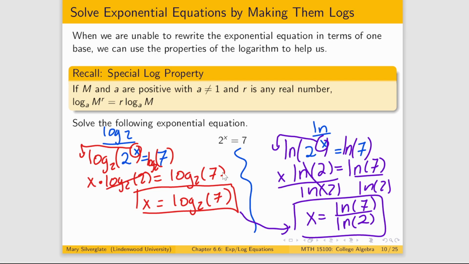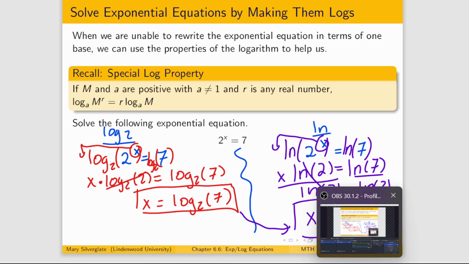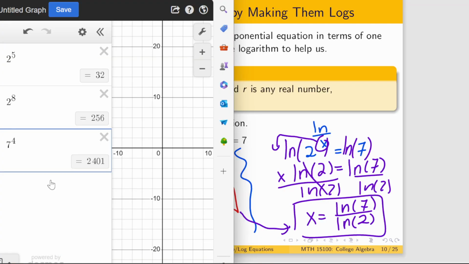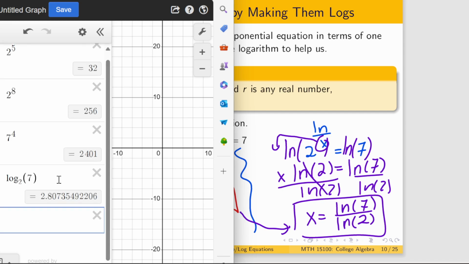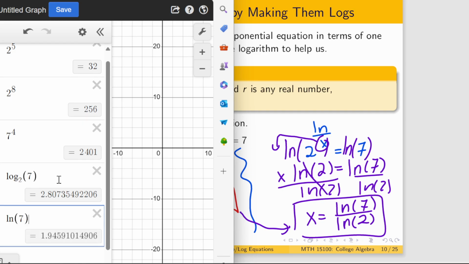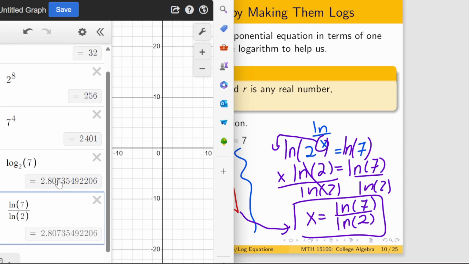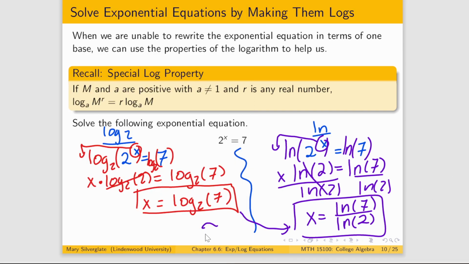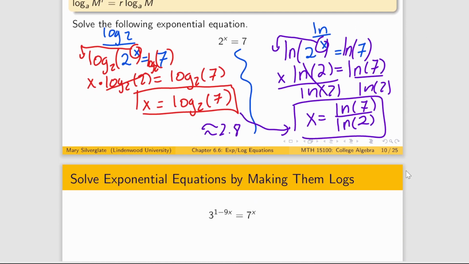But both of these would be correct answers, and then if you were required to get a decimal approximation, that's when you would break out a calculator. You would find log base 2 of 7 if you're doing the first one. That would get you about 2.8. Or you could do the natural log of 7 divided by the natural log of 2. Also gets you about 2.8. So you know you did things right. So it's about 2.8. And then you want to include however many decimals they ask for.